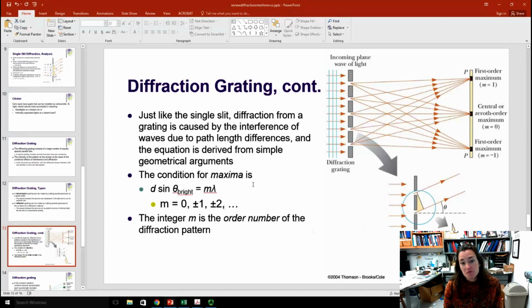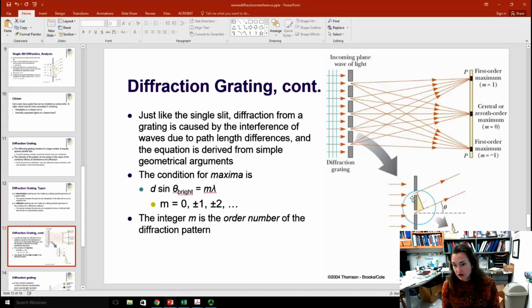The condition for maxima is going to be d sine theta bright is equal to m lambda, where m is yet again the order. In other words, you start at the center and count outward as you go out from that central bright band. Now, the argument here, though, is not from path length differences in a single slit, but from path length differences in neighboring slits.